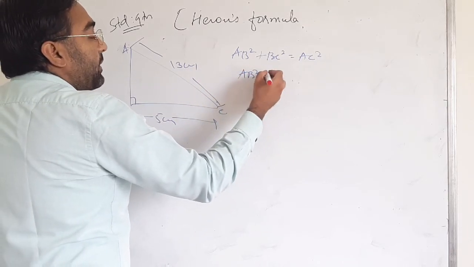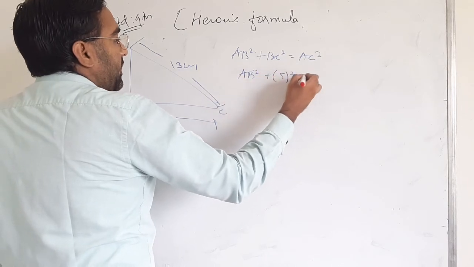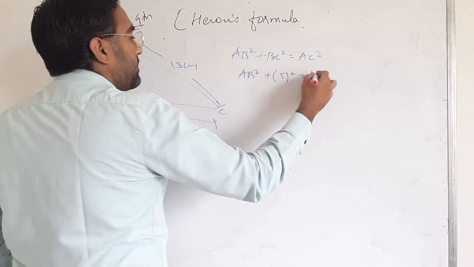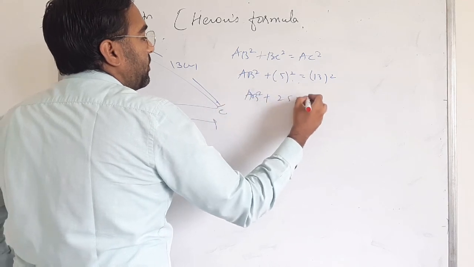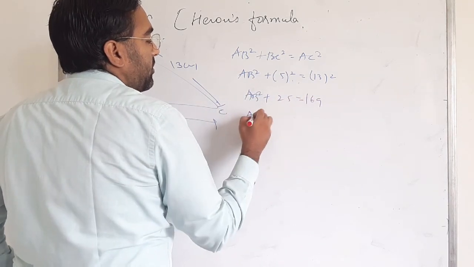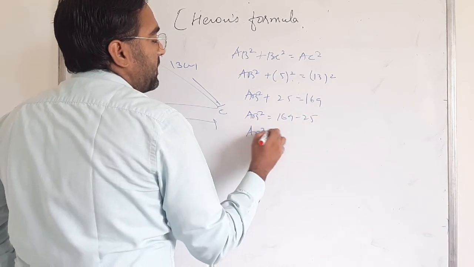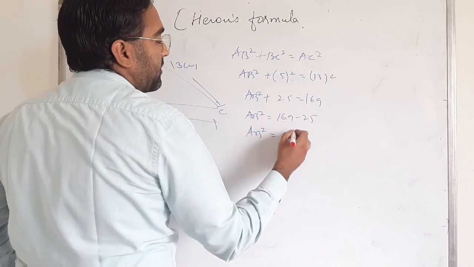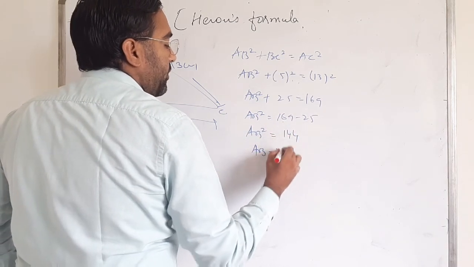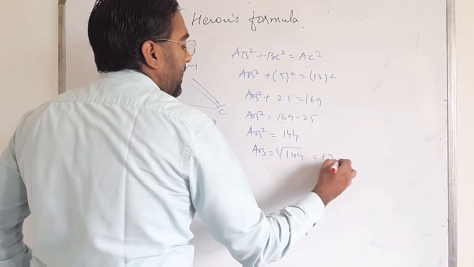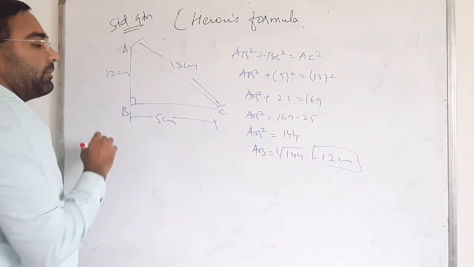So we have to find AB. Now I'll put the value of BC, that is 5 square, and the value of AC, that is 13 square. So AB square plus 25 equals 13 square, which is 169. So AB square equals 169 minus 25, that is 144. So AB equals the square root of 144, that is 12 centimeter. My height of the triangle is 12 centimeter.